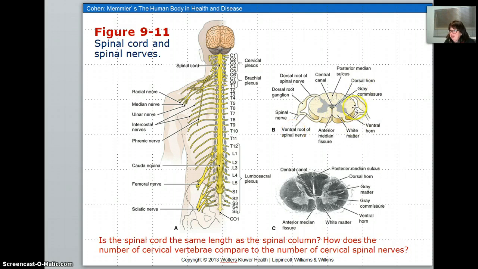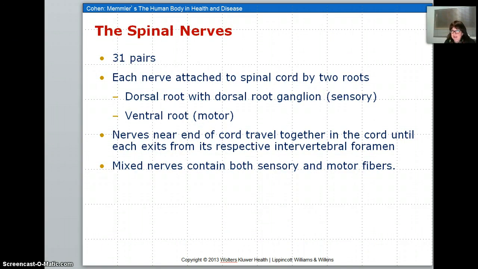A couple of extra functions here. You don't really need to be too aware of them. Just realize that you've got dorsal sensory and ventral motor, and they are protected by meninges, which we'll talk about later.